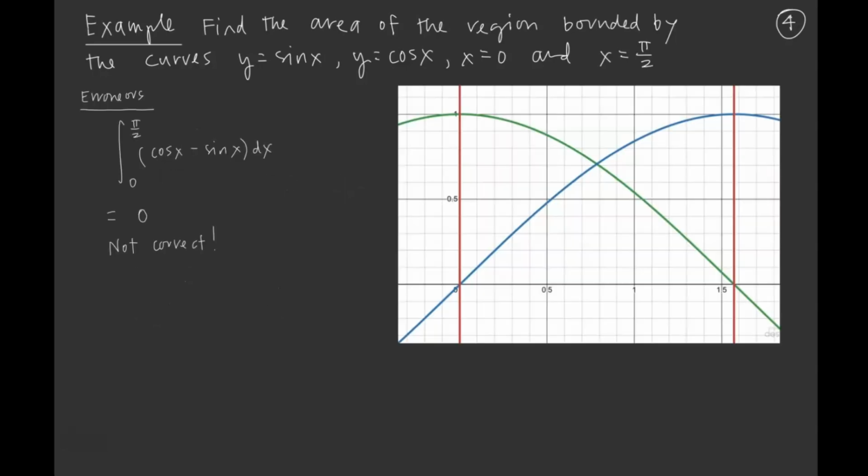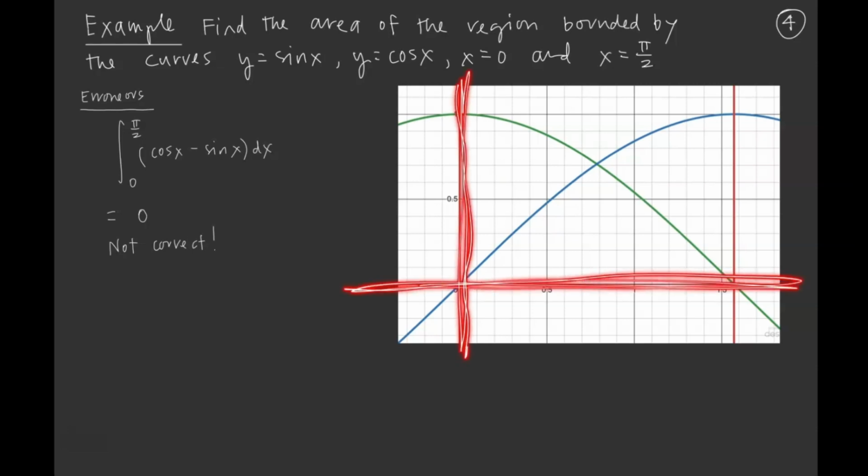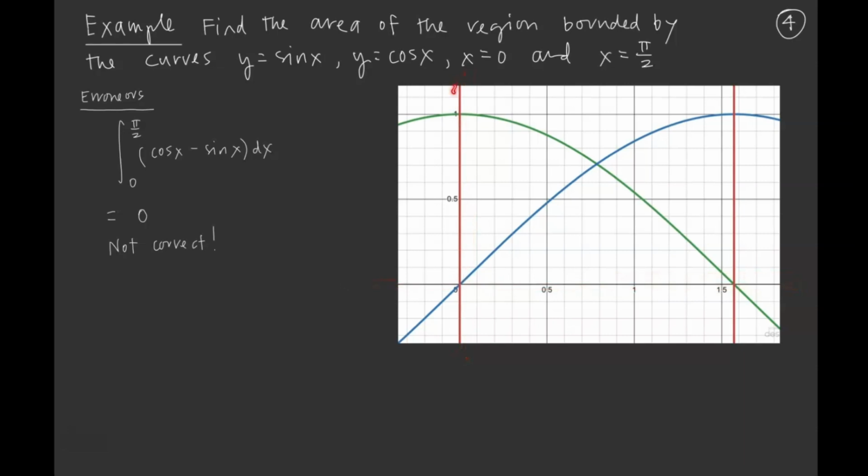So this is now a picture of what's happening. We have our y-axis and our x-axis here. And we know that we're bound by x equals 0 and x equals pi halves, which is right here. We do start off with this curve y equals cosine of x right here.